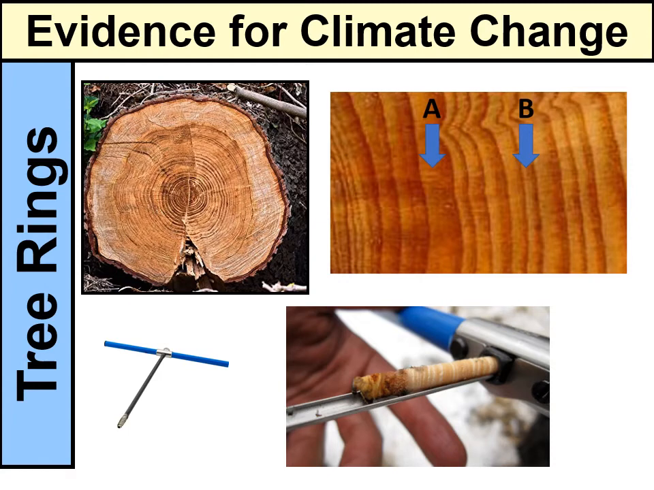Another way to track climate change is to look at tree rings. Now, it's well acknowledged that you can track the age of a tree by counting the number of rings, and that will tell you how old the tree was. It shows you each year of growth.